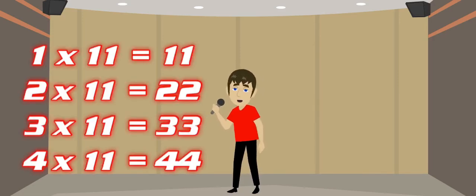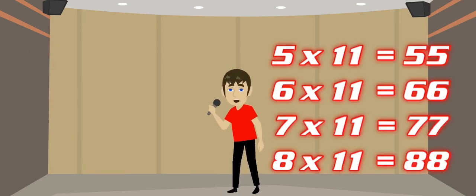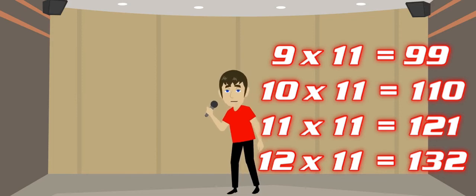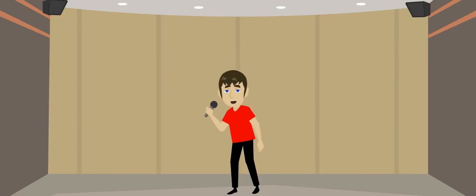1 times 11 is 11. 2 times 11 is 22. 3 times 11 is 33. 4 times 11 is 44. 5 times 11 is 55. 6 times 11 is 66. 7 times 11 is 77. 8 times 11 is 88. 9 times 11 is 99. 10 times 11 is 110. 11 times 11 is 121. 12 times 11 is 132. It's 132. Oh yeah.